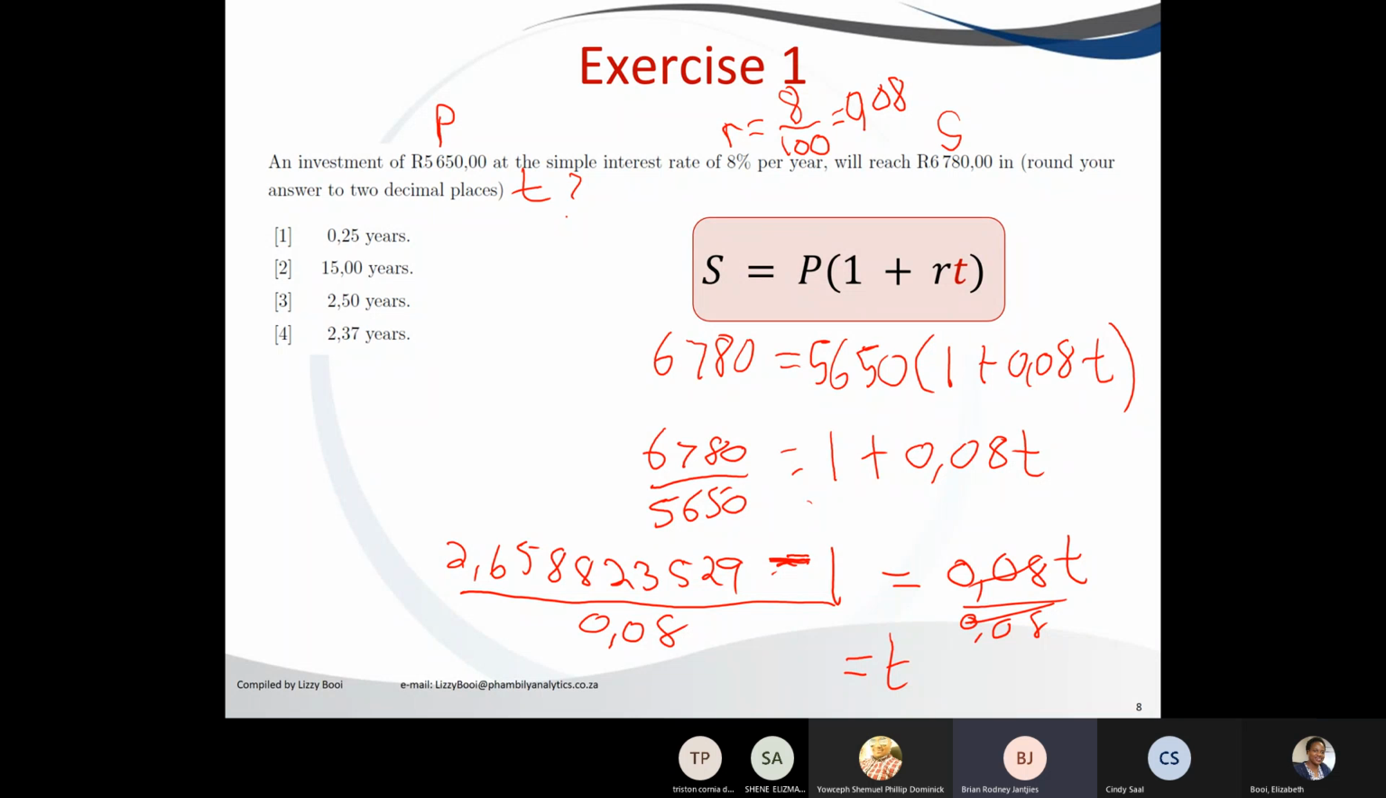I started with the formula: the S, the 6,780, equals 5,650 in brackets, 1 plus 0.08T. Then I first multiplied the 5,650 into the bracket. Let's do it the way you are doing it, but this should work as well. I just want to do it the same way as you are doing right now.